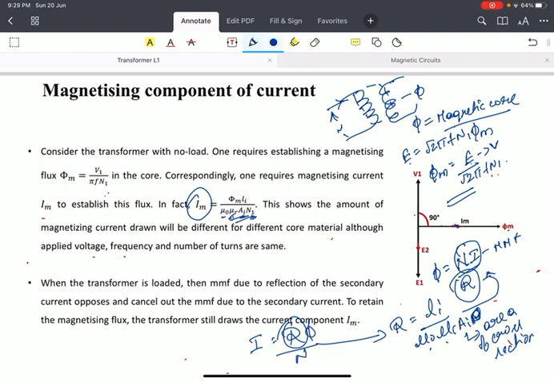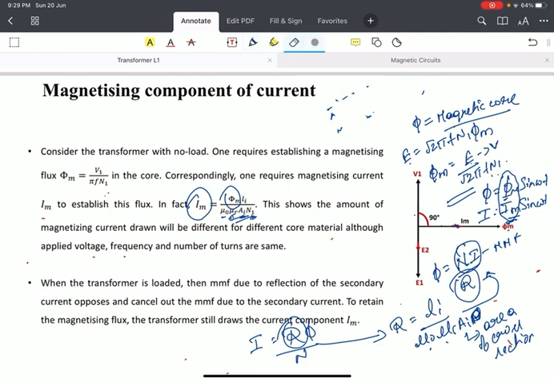This magnetizing current is directly proportional to the flux induced in the magnetic core. We know that phi is equal to phi m sin omega t, so the magnetizing current I will be equal to Im sin omega t. So we can say that phi m and Im are in phase with each other. The magnetizing current Im is in phase with the flux produced in the transformer.